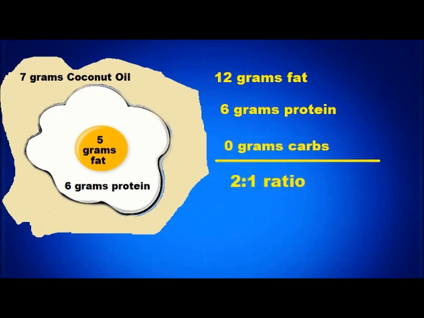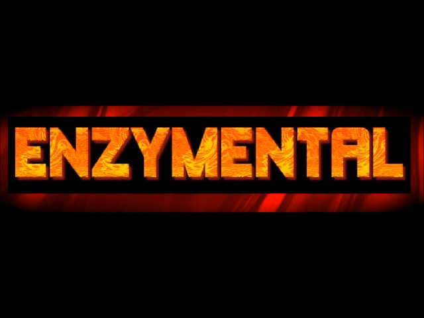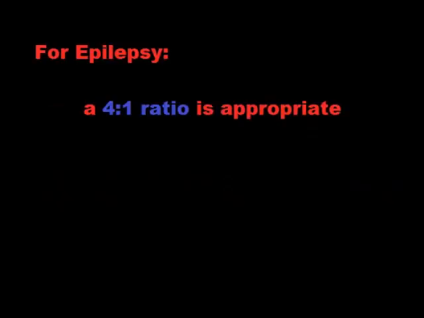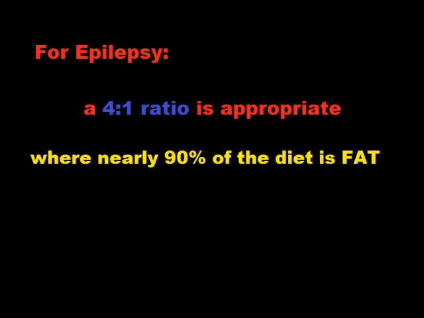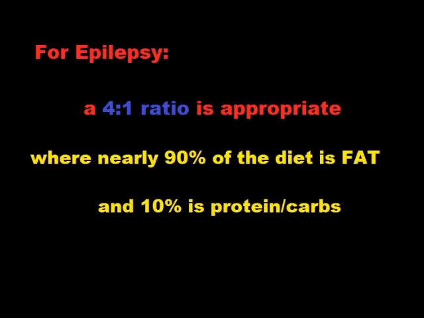Most people tend to eat a more modified ratio of around 2-to-1 with 2 grams of fat, which is ketogenic, for every 1 gram of protein and carbohydrates, which of course are anti-ketogenic. This ratio falls more in line with a 75 to 80% fat, 15 to 20% protein, and 5% carbohydrate-based diet. Regarding things like epilepsy, a 4-to-1 ratio is commonly prescribed. In this case, nearly 90% of the diet is fat and 10% is a combination of protein and carbs.